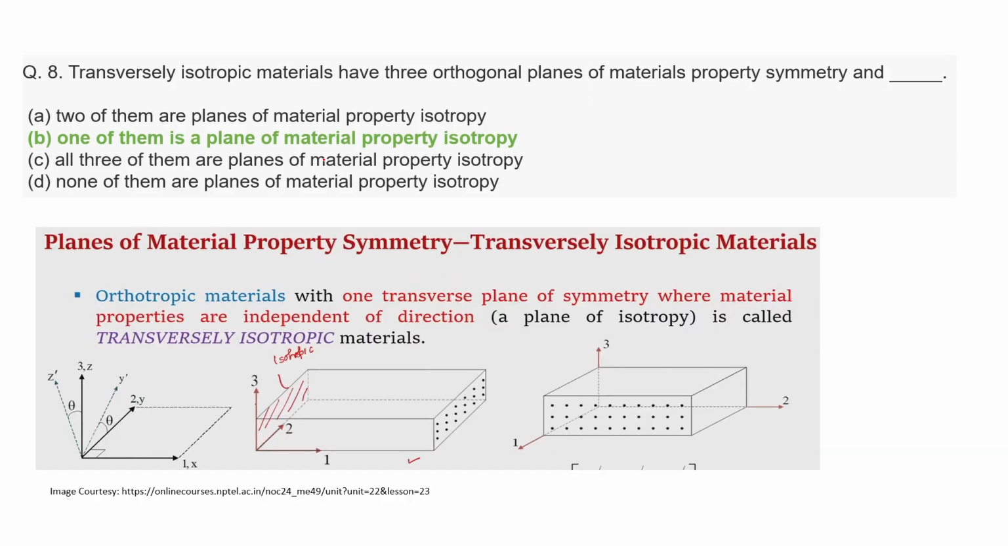The next question is a simple one. Transversely isotropic materials have three orthogonal planes of material property symmetry, and we know that it has one plane of material property isotropy. So that's what distinguishes the transversely isotropic material: it has orthotropic material properties, along with one of its planes being isotropic. So option B is the answer.